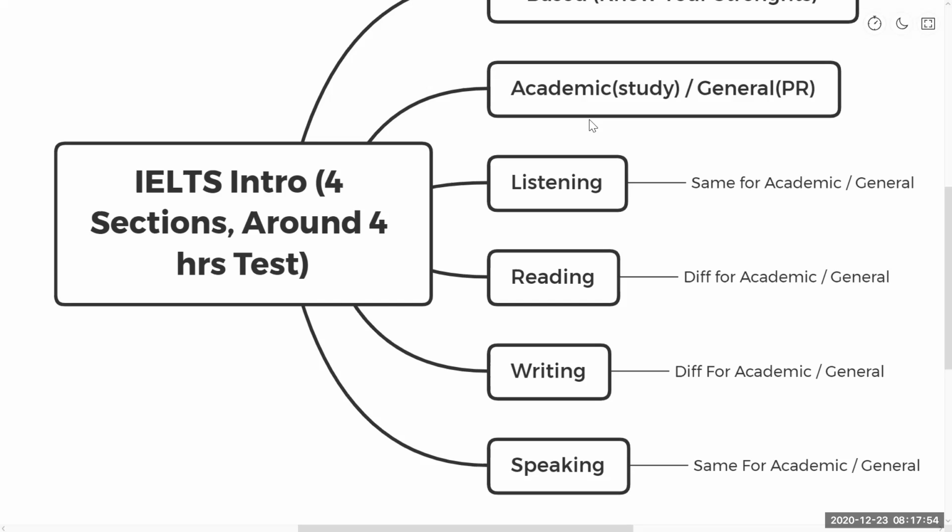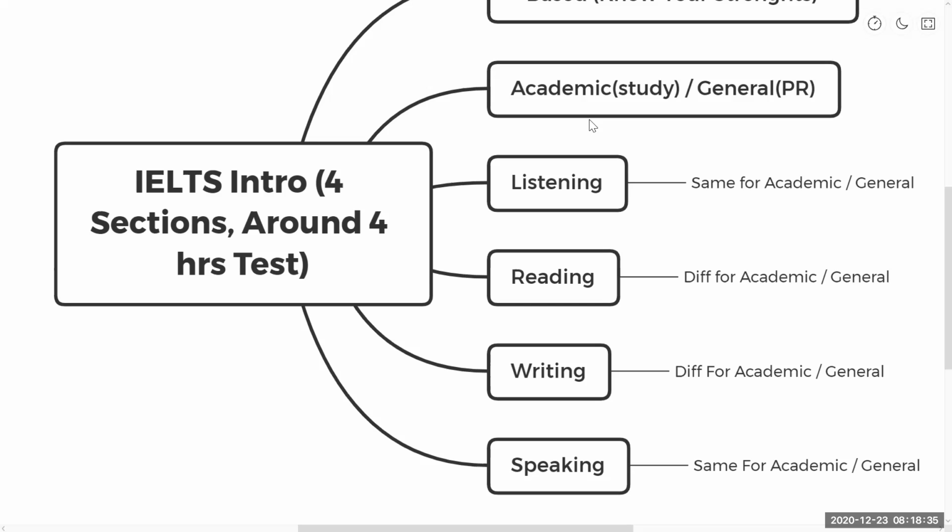In reading, again, you're going to get 40 questions divided into three sections as far as the academic test is concerned. And as you can see, reading is different for academic and general participants, which means listening is the same for them. There's no difference. You'll get the same listening test, but as far as reading is concerned, it's going to be different for academic and general. The level of difficulty and the type of passages are all different, but the number of questions remains the same, and the nature of questions is also the same. True, false, not given, fill up the blanks, match the heading, complete the sentences. These are the types of questions you get in IELTS academic as well as general.